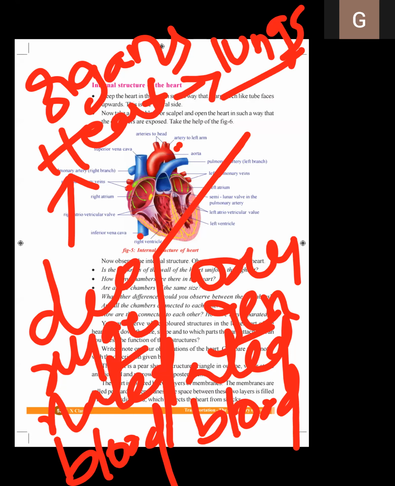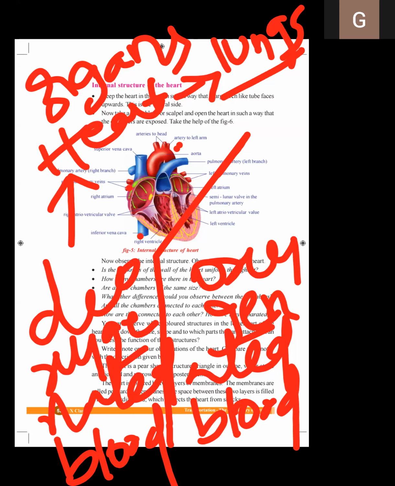Left side, coming to the left side. So in the lungs the oxygenation takes place. Coming to the respiration, we have seen how the deoxygenated, dark red blood gets oxygenated and becomes bright red. So that happens in the lungs.